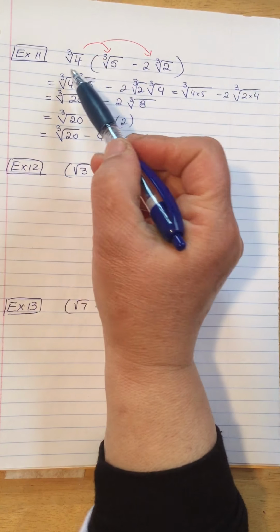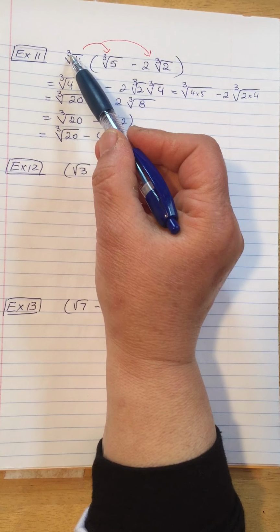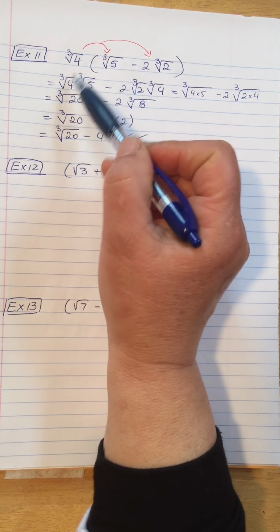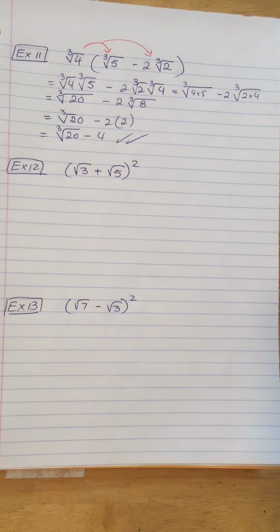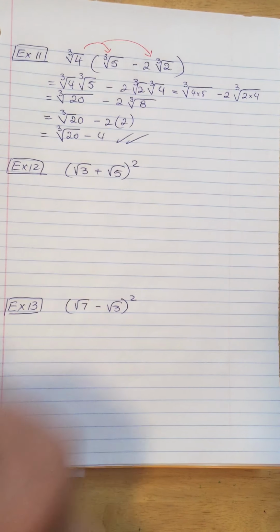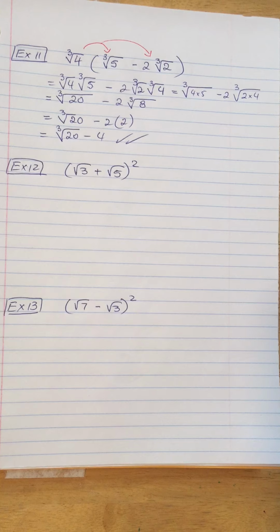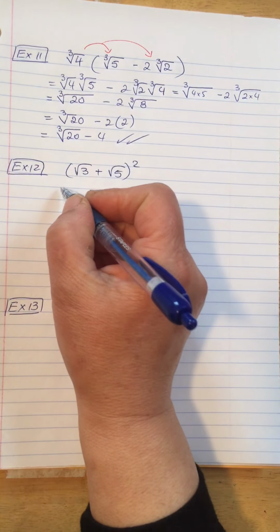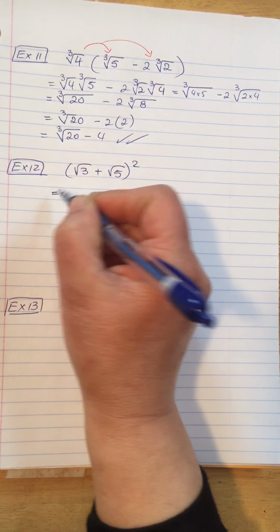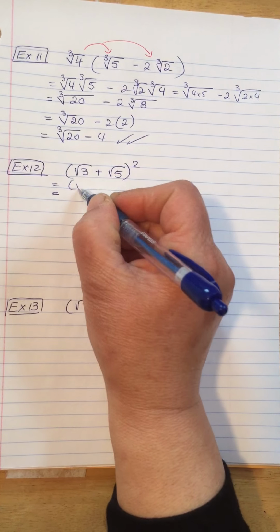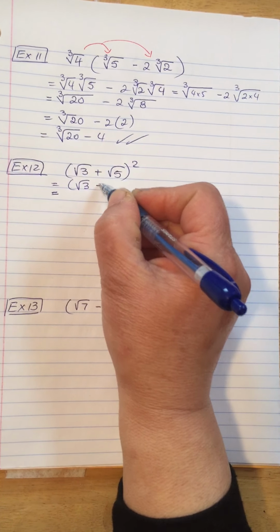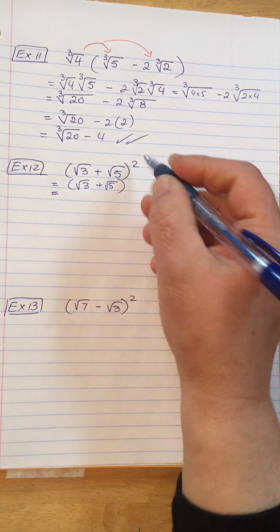Okay, so keep in mind, if you want to multiply radicals, you can do it only if they have the same indexes. It doesn't matter the radicand, but it matters the index. Now, example 12. I have a square of a binomial, and I know how to square this, okay? So what this means? This means that I have to multiply the square root of 3 plus square root of 5 twice.